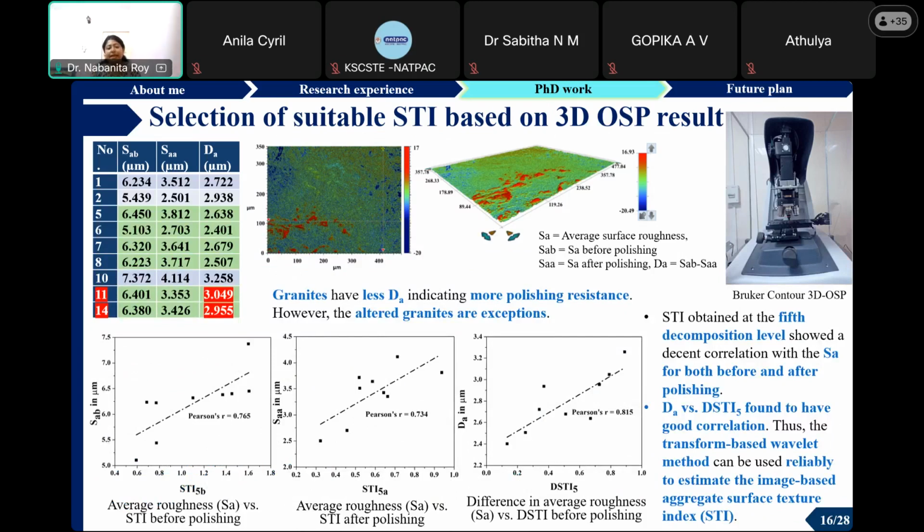Similarly, for this method also, we ultimately took the fifth decomposition level for the analysis. For that also, we considered before, after, and the difference. You can see from the charts that there is a good correlation between these parameters. From that, we can understand that our method can be used to reliably estimate the surface texture index, right?